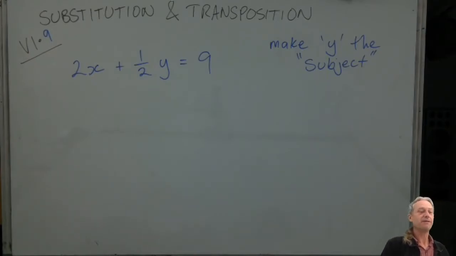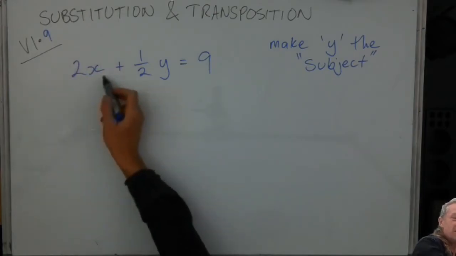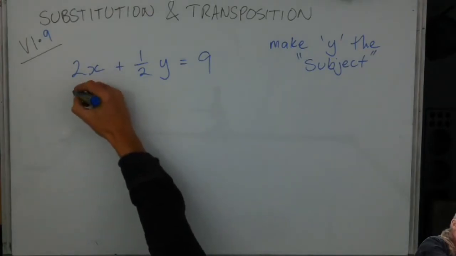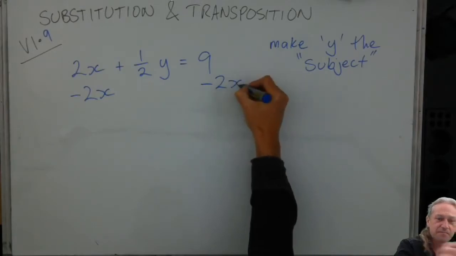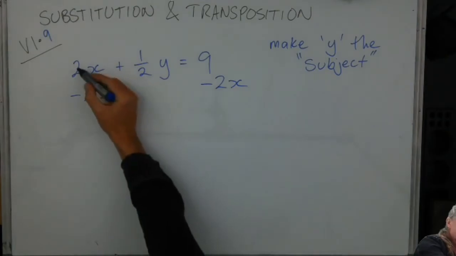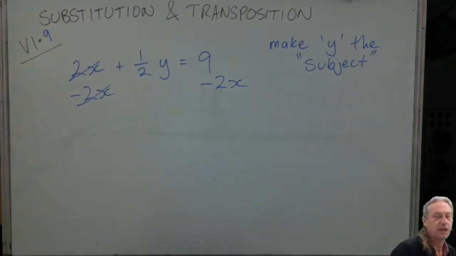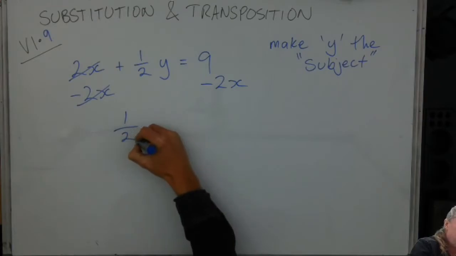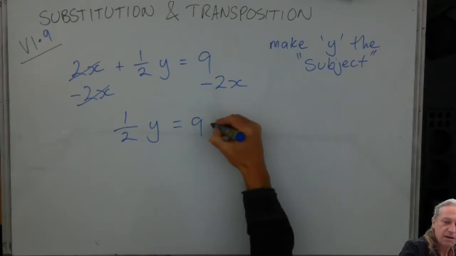Plus is positive. Okay, so first thing I'm going to do is we want to move this positive 2x to this side of the equals. I'm going to subtract 2x, and I'm going to do the same thing on this side. Keeps our equals true. So here, plus 2x, take away 2x, that cancels out. So on this side, we're left with half of y equals 9, take away 2x.